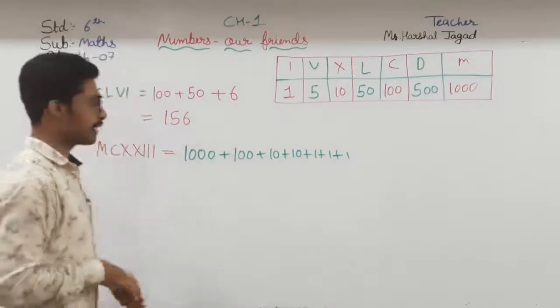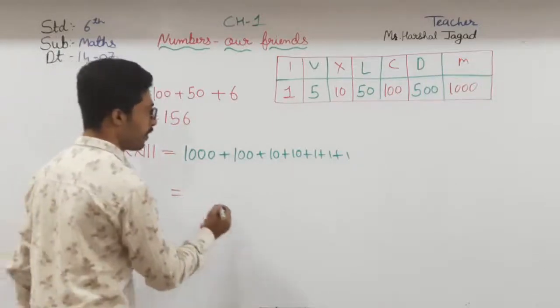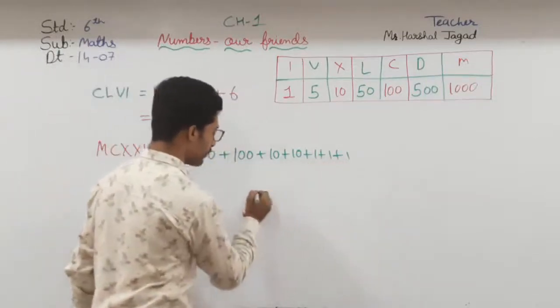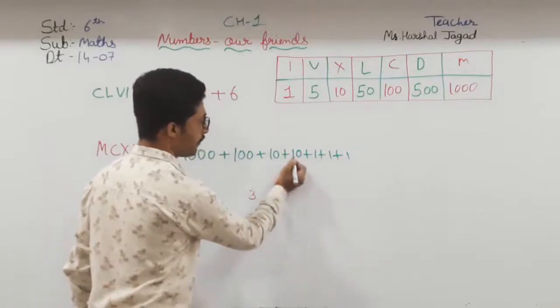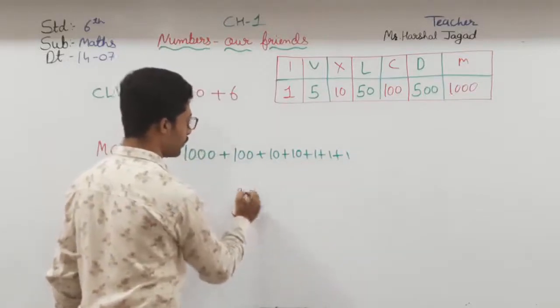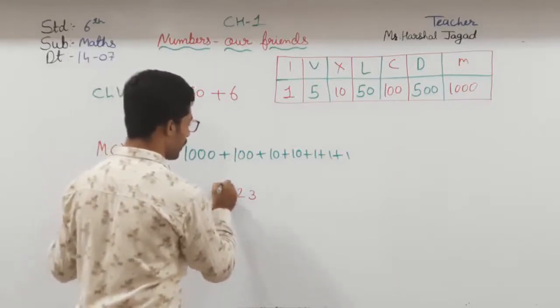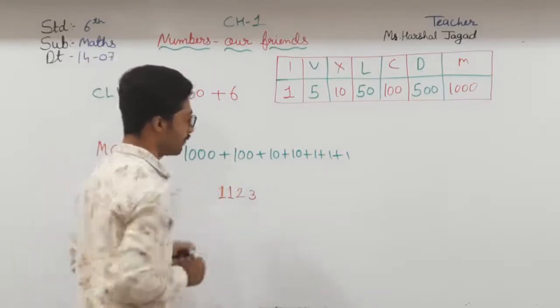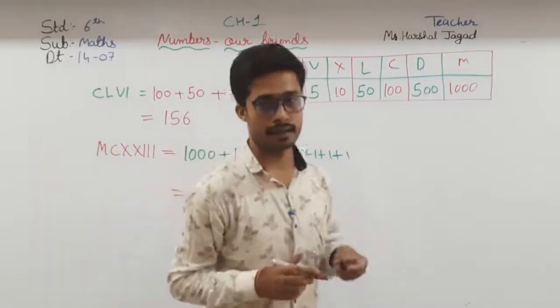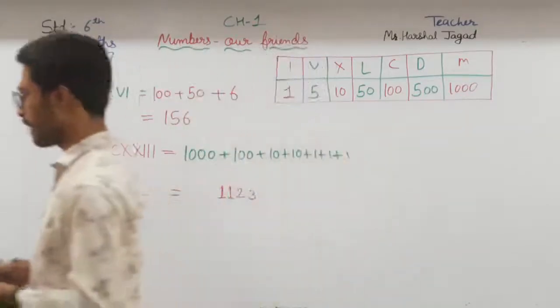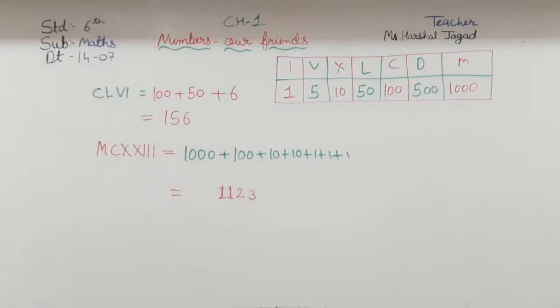1000 plus 100 plus 10 plus 10 plus 1 plus 1 plus 1. Okay, so our answer will be what? 3, then after that 2, then 1, then 1. So our number is 1123.